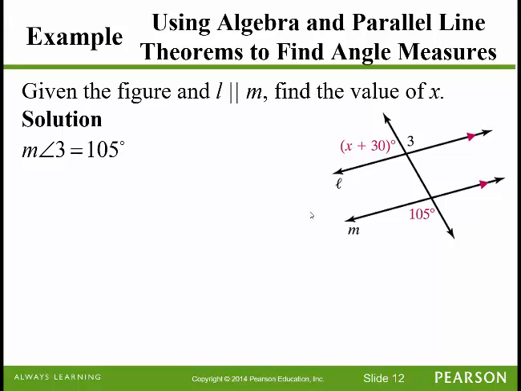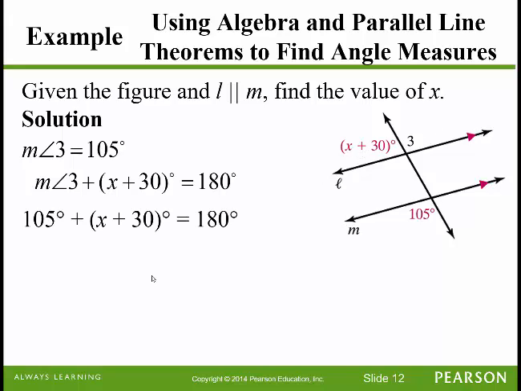So, the solution. The measure of angle 3, what we know here is it's an alternate exterior angle, so they must be congruent, so it must be 105 degrees. So the measure of angle 3 plus x plus 30 degrees must be 180 degrees because they're supplementary, or linear pairs here. We know the measure of angle 3 is 105 degrees. Combine like terms, and you get x plus 135 degrees is equal to 180 degrees. Subtract the 135 over, and you get that x must be 45 degrees.